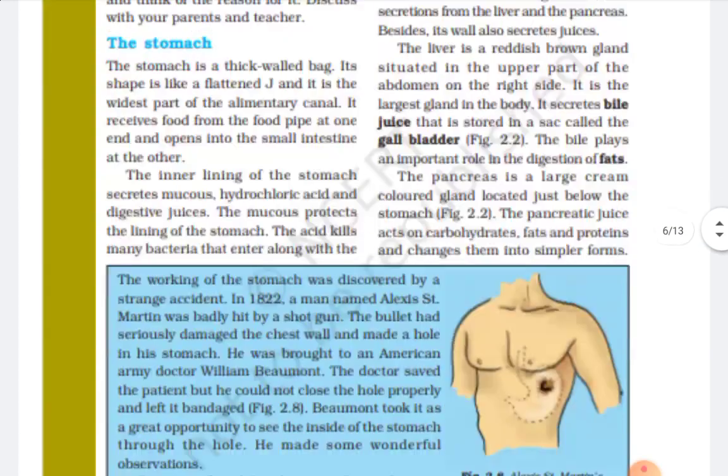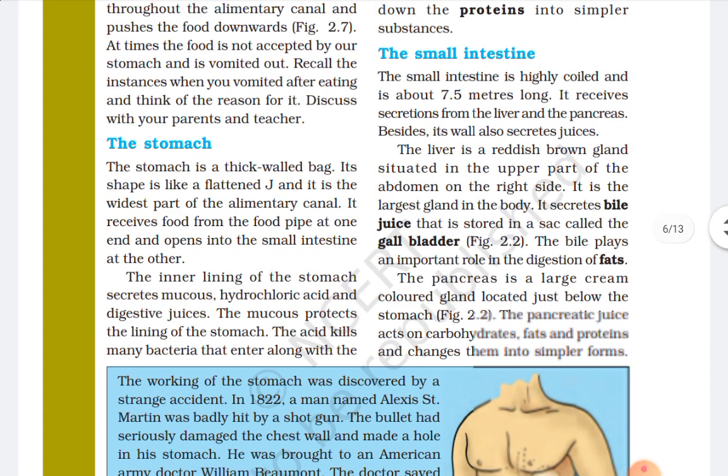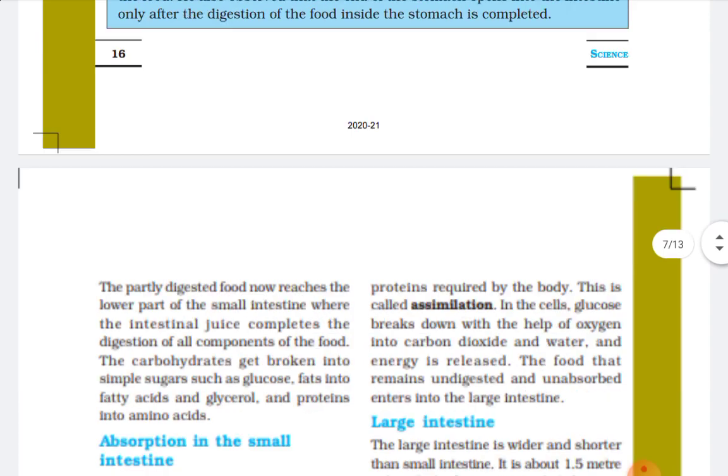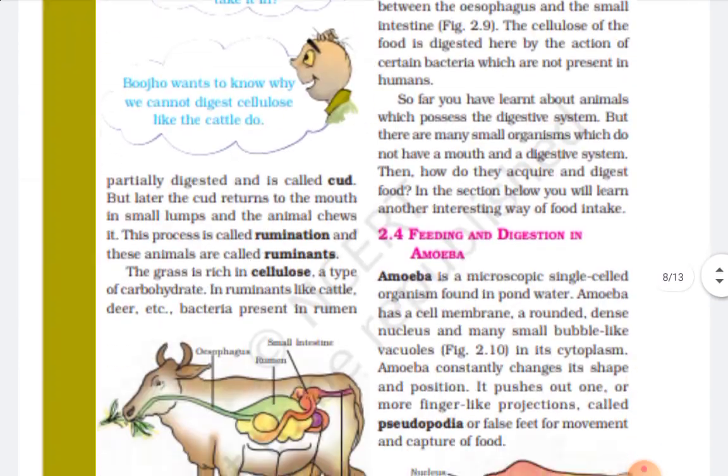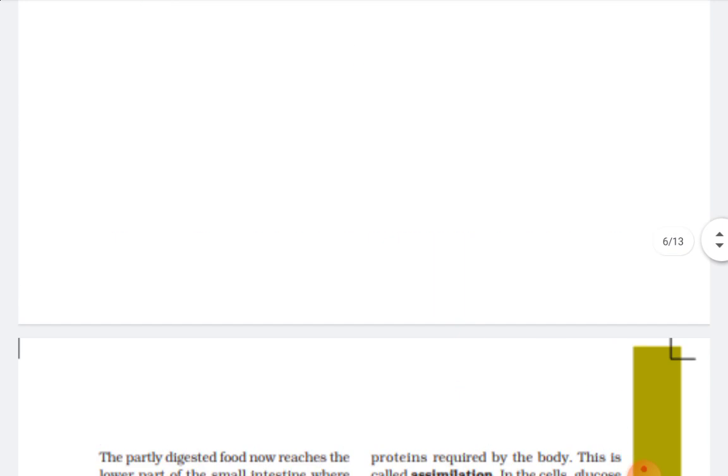So, the small intestine. I was correct. It was 7.5 meters. You know how much is 7.5 meters? It's the length of a room. It's very long and it fits in our body. You could see that it's very coiled.